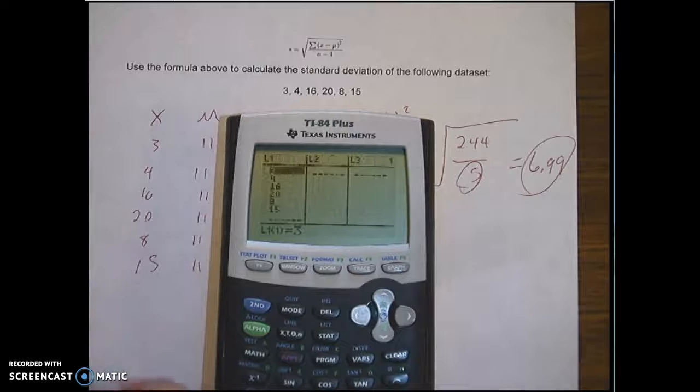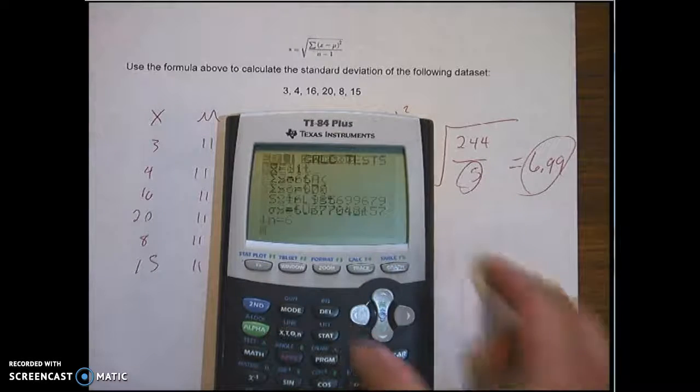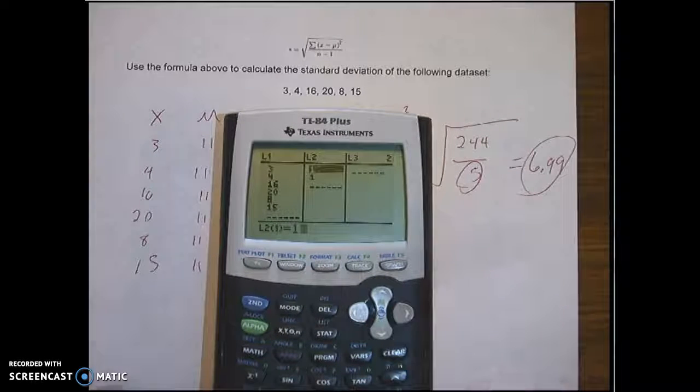So if I go to Stat Edit again, I've already got the 3, the 4, the 16, the 20, the 8, and the 15. And I use stat calc 1 to get my mean of 11. I'm just going to type that 11 into list 2. 11, 11, whoops.